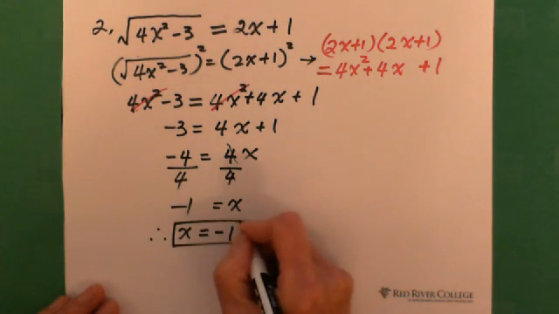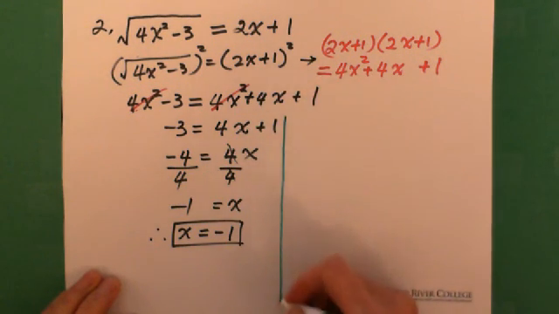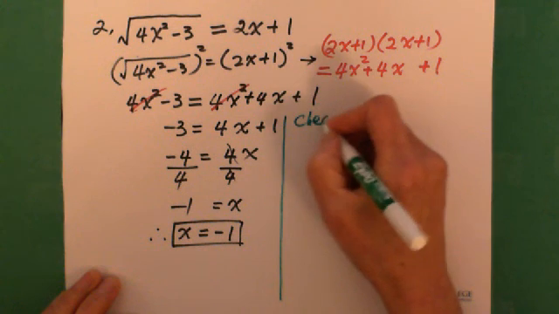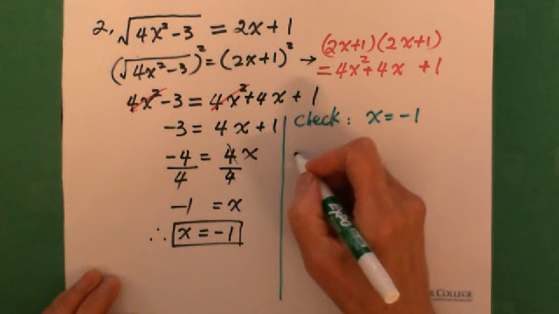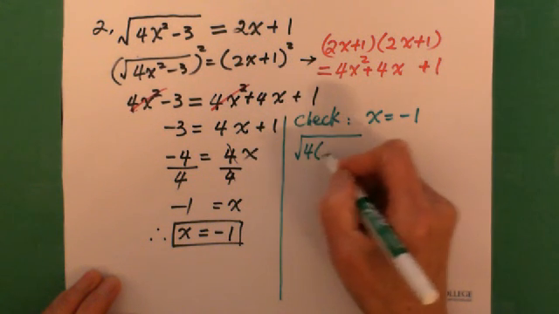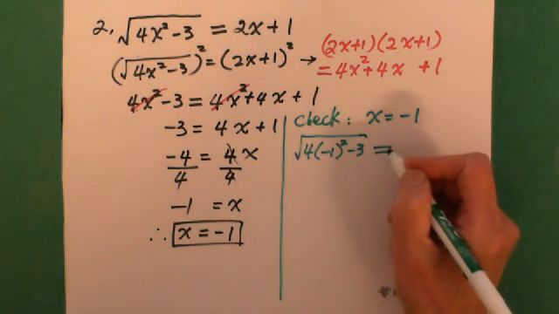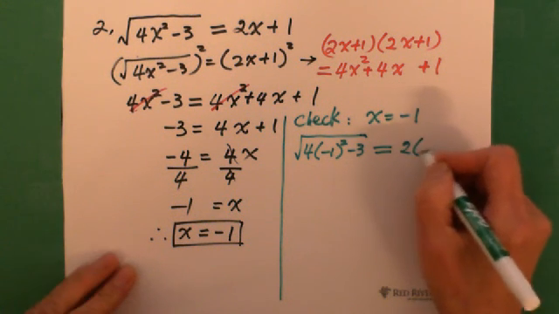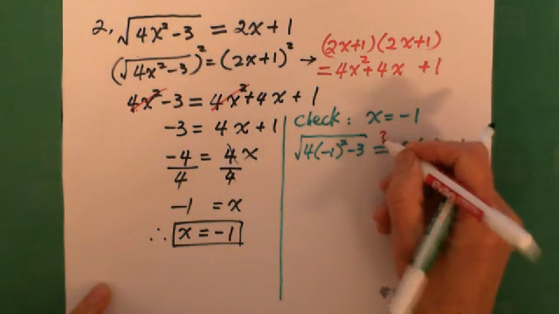Let's see if this is a solution. Check your answer by plugging into the original equation. Okay, let's check. x equals negative 1. Plug into the left side: the square root of 4 times negative 1 squared minus 3, to see if it equals 2 times negative 1 plus 1, right? Put the question mark to see.